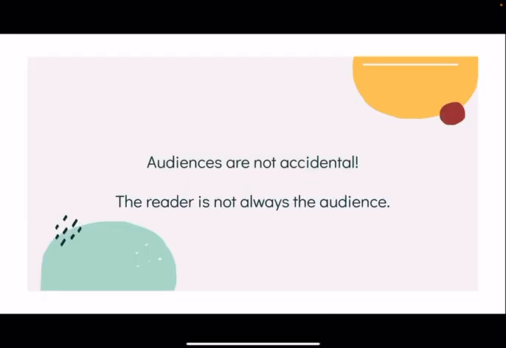It's really important to remember that audiences are not accidental. So the author or the speaker knows who their audience is going to be, and they make language choices deliberately to influence that audience. The other thing that you really need to remember is that the reader is not always the audience. I'm perfectly capable of reading an article about AFL.